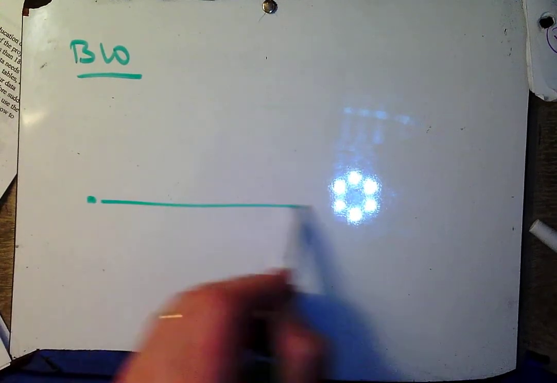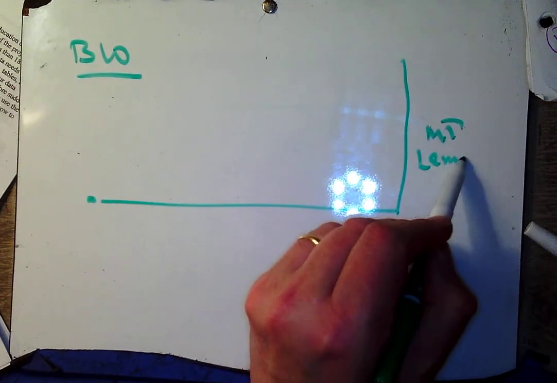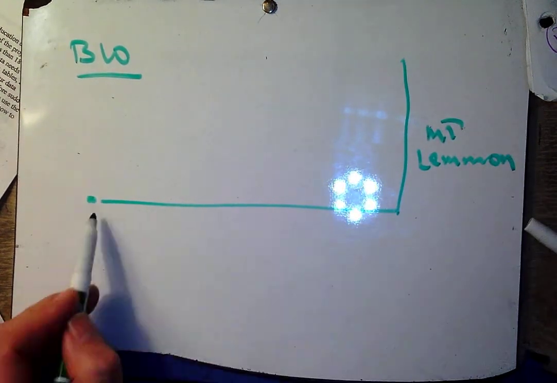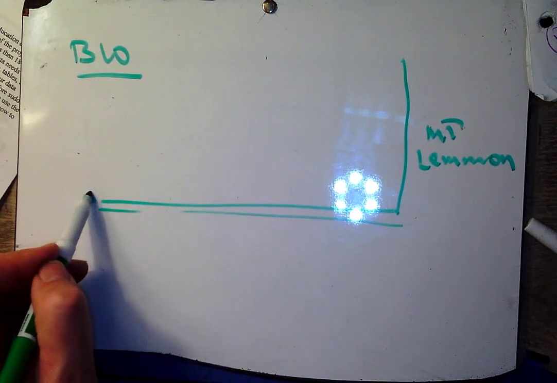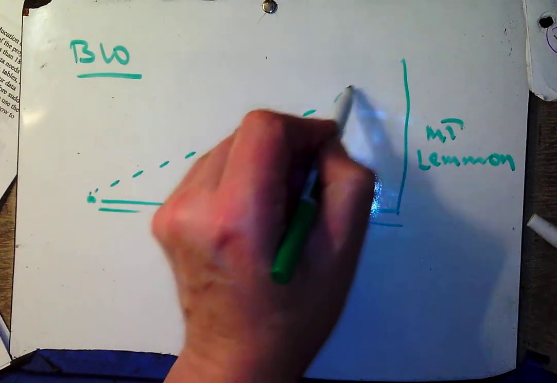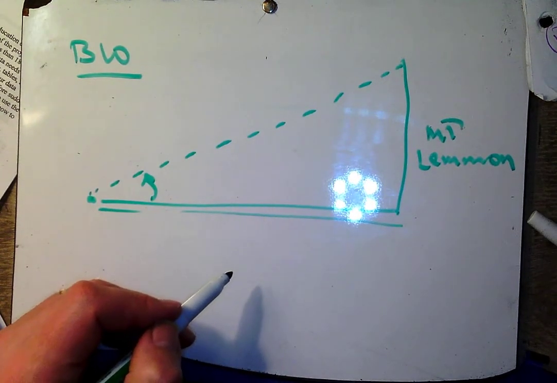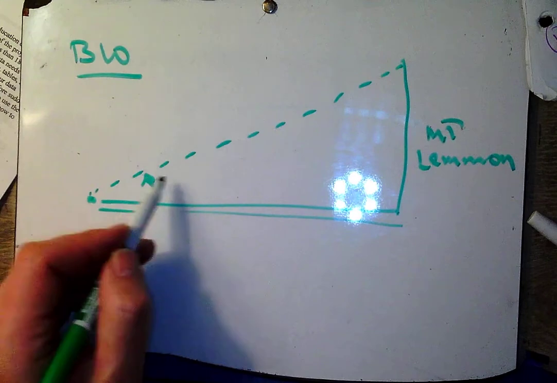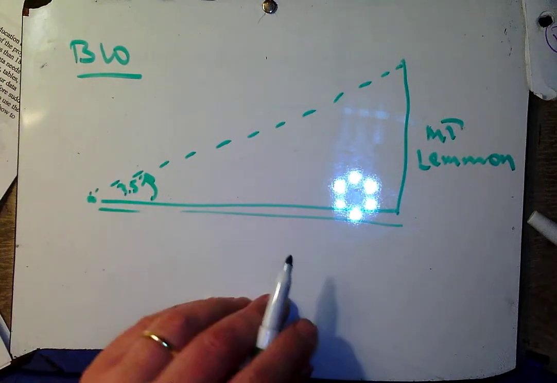Here I'll draw it nice and large. So we're here, and this is Mount Lemon. We're driving toward Mount Lemon. And the first time we pull over and look up at the mountains, the angle of elevation is 3.5 degrees. Okay?